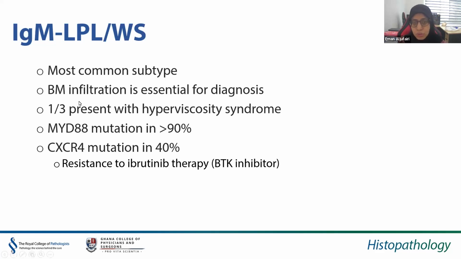The IgM subtype usually also comes with hyperviscosity syndrome because of the increased IgM in the serum. Many of the cases will also have the CXCR4 mutation along with the MYD88 mutation. The reason why we are now interested in testing for this mutation is because patients who have this mutation will not respond to ibrutinib therapy, which is a tyrosine kinase inhibitor. So now, if anybody is going to be treated, you have to search for the mutation to understand whether they will be responders or resistant to tyrosine kinase inhibitors.